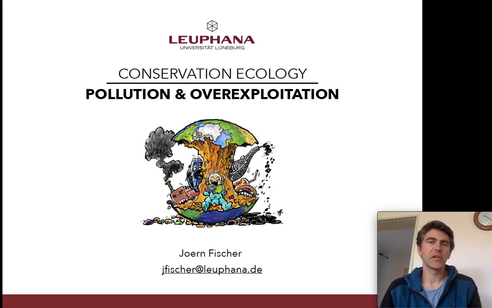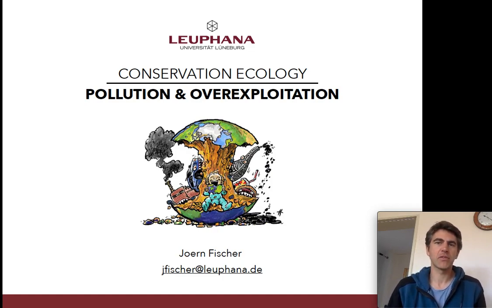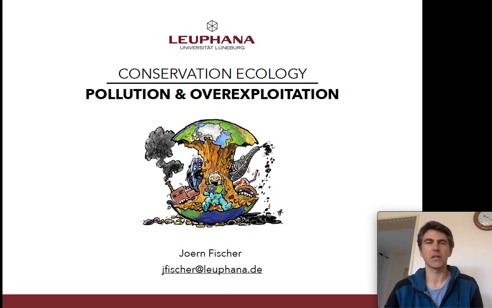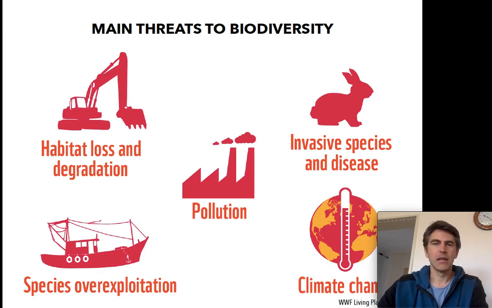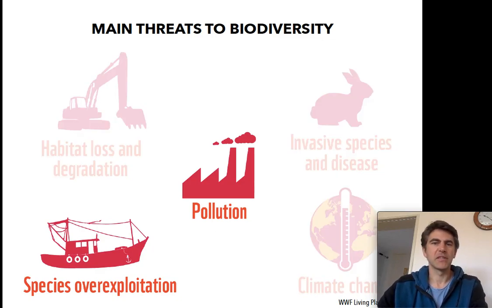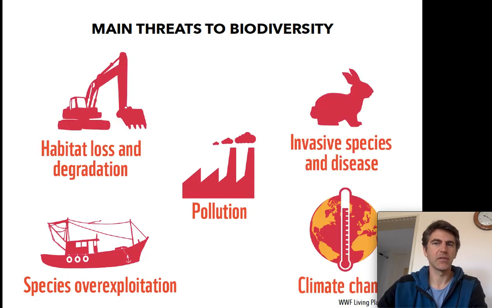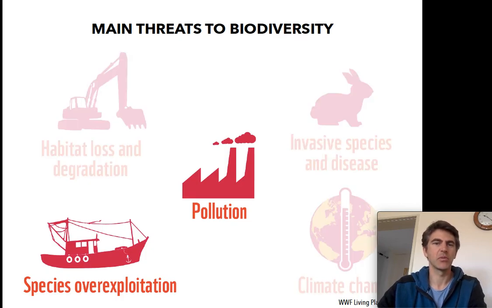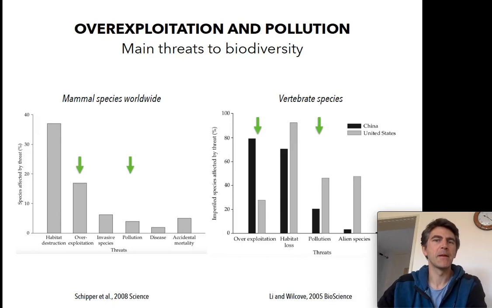So far we've already covered a number of major threats to biodiversity, including land cover change, including the loss of connectivity and the loss of habitat in general. For species, we've talked about climate change, we've talked about invasive species. So today, two more key threatening processes to species, pollution and overexploitation. That's just summarizing what I've just said, and that we've already covered these ones, and now today we're going to be talking about pollution and species overexploitation.